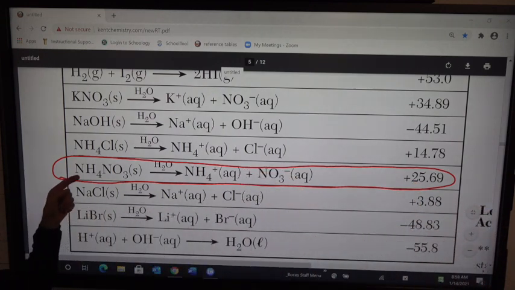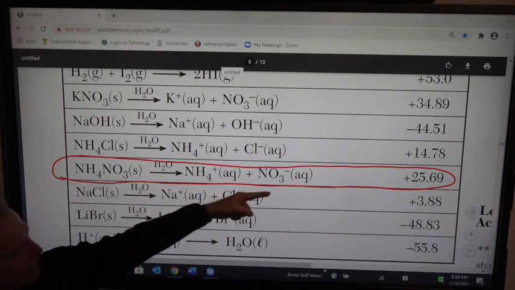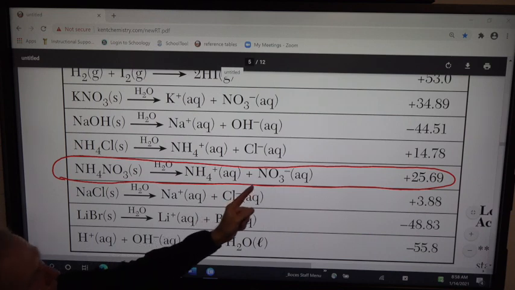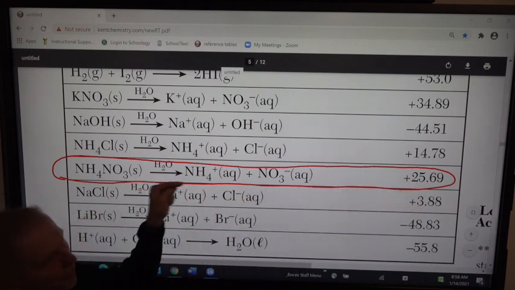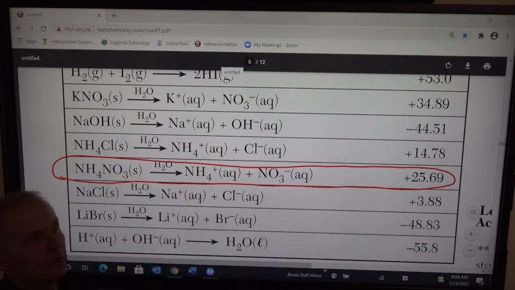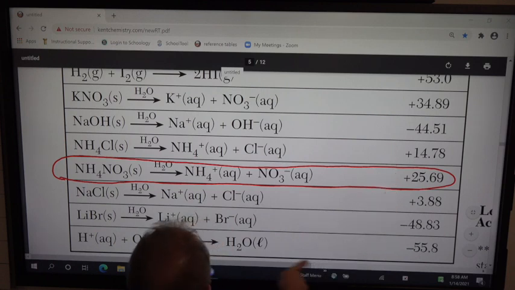This is decomposition, and it's going the proper way from left to right. So it will be positive 25. That means it's an endothermic reaction. Okay, so on this chart, you can see there's a couple endothermics. And the deal is this.